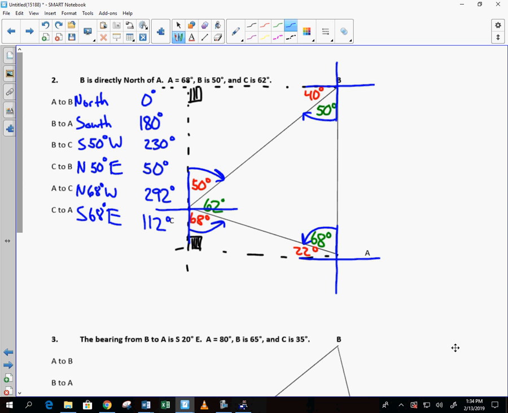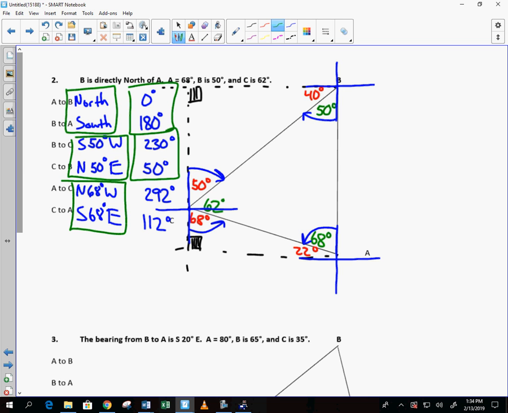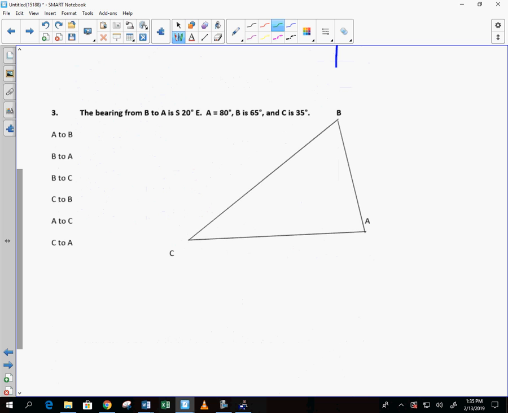Let's check to see if our answers are reasonable. North, south, awesome. Southwest, northeast, 50-50. Northwest, southeast, 68, 68. Different by 180, different by 180, different by 180. Pretty good. Tomorrow, we look at more complicated examples where you don't have a direct east, south, or north, or west. Yes, question.